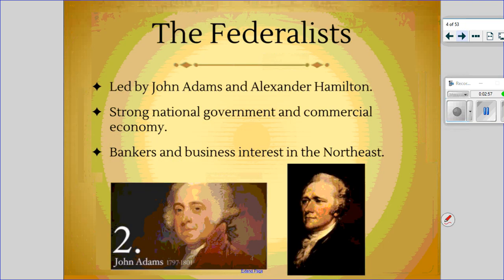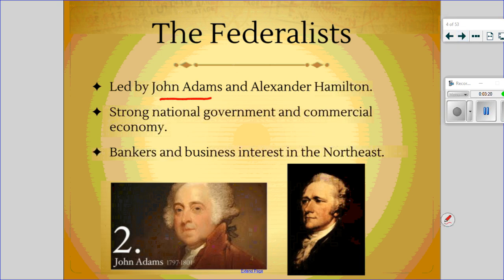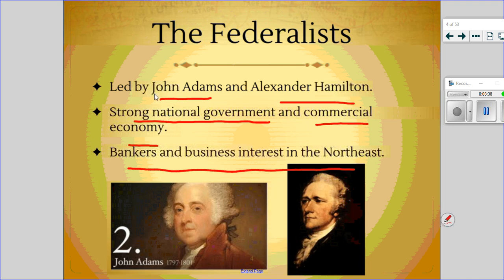So this leads to the formation of our first two real political parties. You're going to see their beliefs can reflect that Federalist versus anti-Federalist sentiment that we talked about during the constitutional era: strong national government versus weak national government and states' rights. So let's look at the Federalists. The Federalists are led by John Adams and Alexander Hamilton. They favor a strong national government and a commercial economy. A commercial economy is an economy based on commerce. It's based on trade and business. They're supported by bankers and business interests in the Northeast.